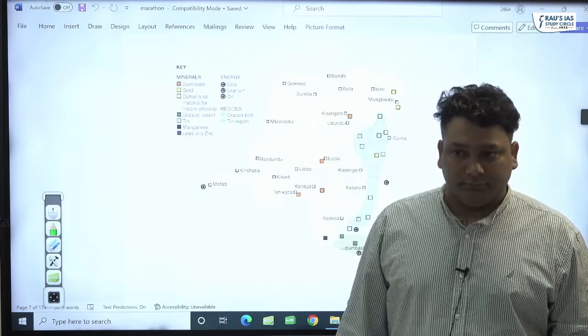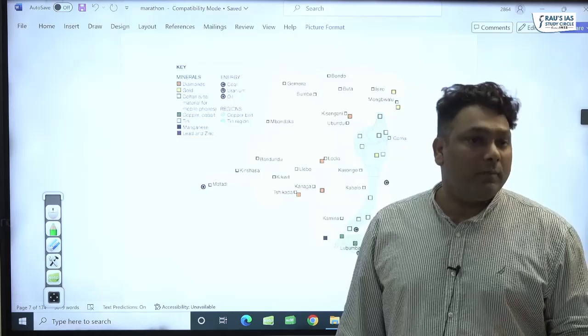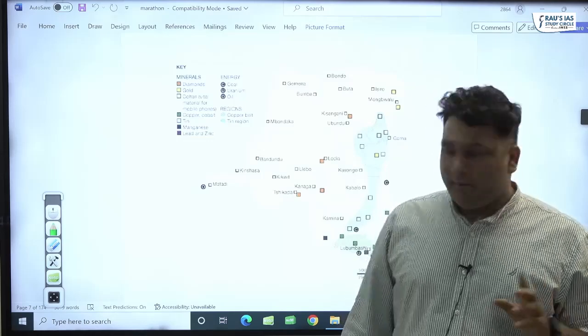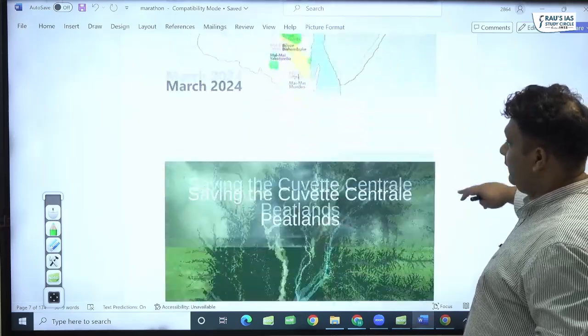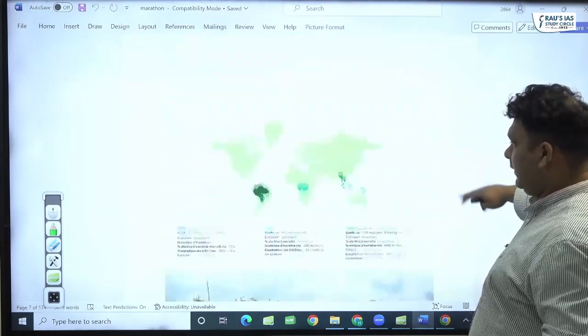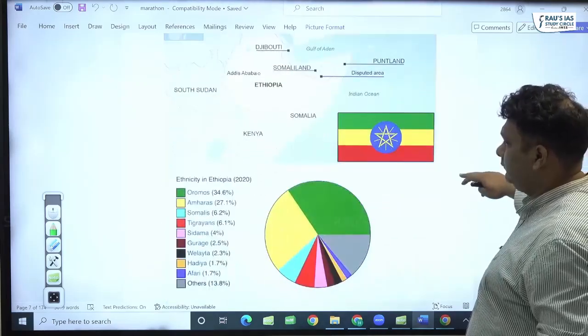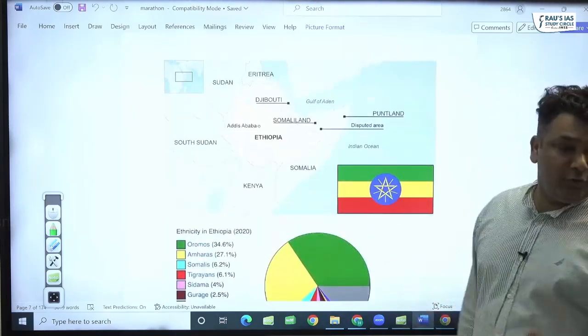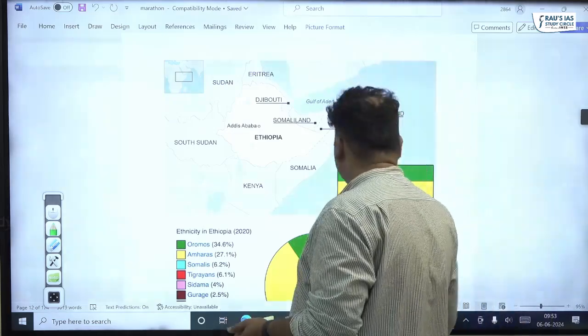Coltan, you remember? Don't get confused between coltan and cobalt. Cobalt, lithium-ion batteries. Coltan, mobile phones. Okay. So Uganda is over. Okay, this is also over. Let's come to Ethiopia now. Discuss Ethiopia.